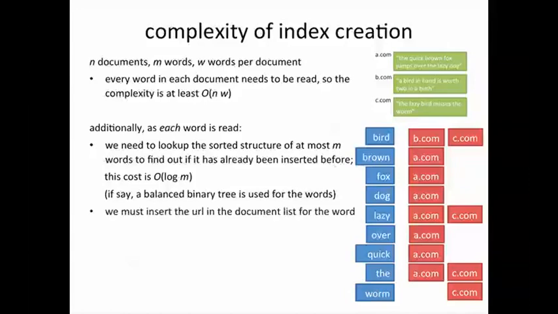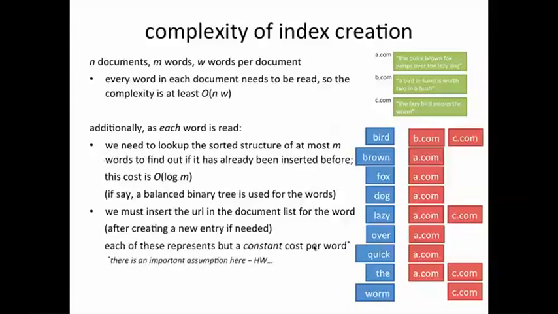Further, we must insert the URL of the document against the word if we happen to find it already in the index. Else, we must insert an entry for that word if we don't find it, and then insert the document against it. Now we claim that each of these is just a constant cost per word.